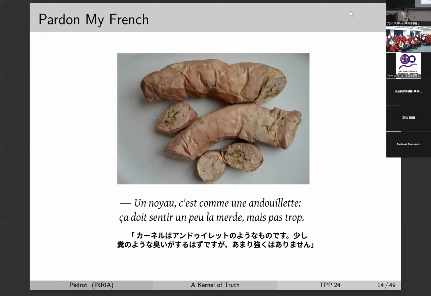A kernel is like an andouillette, this kind of tripe sausage. It must smell a little bit like shit, open quote, end quote, but not too much. And I'm going to call that the andouillette principle, because a kernel is precisely the interface between the mathematical world and reality. So to be enjoyable, there must be a little bit of shit smell, but not too much, because otherwise you're in trouble.